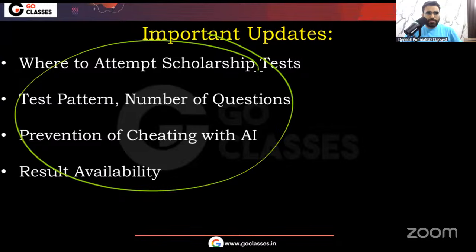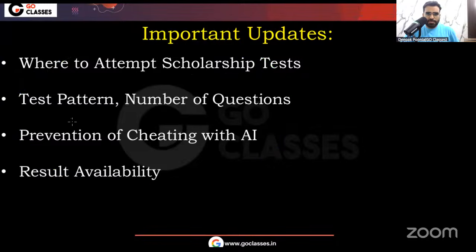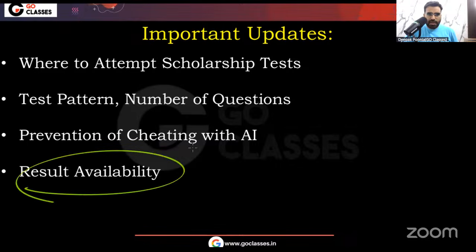These are the points I will discuss: where to attempt the scholarship test, the pattern, the number of questions, how to prevent cheating with AI, basically what measures we have taken, and the result availability.